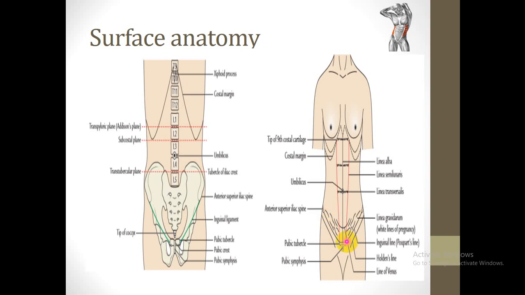For easier study of this wall, we divide the surface landmarks into two groups. The first group is the bony landmarks and the second group is the soft tissue landmarks. So we have two groups. The first group found in the anterior abdominal wall is the bony landmarks, and the second group is the soft tissue landmarks.